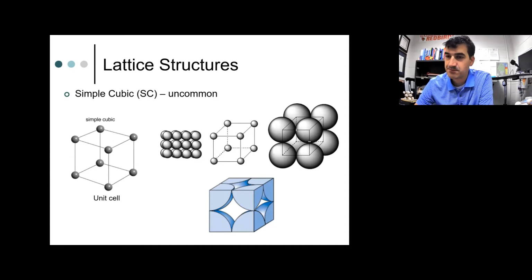Simple cubic is the most basic lattice structure, where you just have a cube with equal side lengths and all angles equal to 90 degrees, and you've just got an atom on each vertex, each corner of that cube. That's it. Then you just stack them together in all 3 dimensions and you've got a very large lattice structure. It's not very common because it's not a very efficient way of packing atoms. There are much more efficient ways of packing things together, and nature favors efficiency.